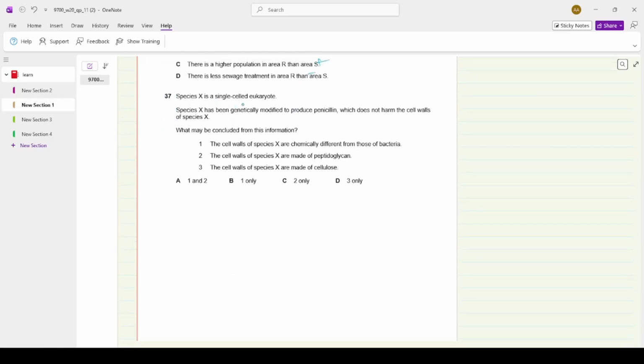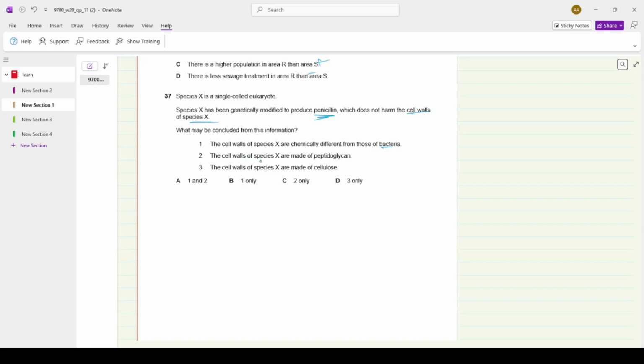Species X is a single-celled eukaryote. Species X has been genetically modified to produce penicillin, which does not harm the cell walls of species X. So we know that penicillin can affect the peptidoglycan, which is the main type of cell wall that is found in the prokaryotes, like bacteria. But if it is a plant, it can't be affected. What may be concluded from the information: 1. The cell walls of species X are chemically different from those of bacteria.